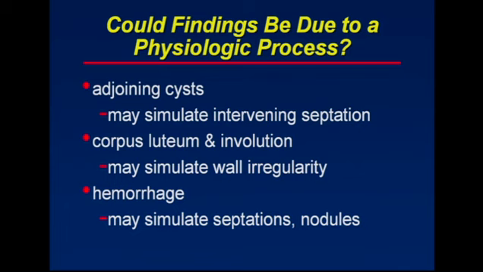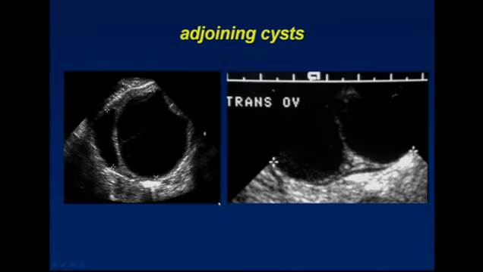Well, one of them is if you see two simple cysts next to each other. So adjoining cysts can simulate an intervening septation. The corpus luteum, which is sometimes cystic and sometimes involuting, can have wall irregularity or even look like a small solid mass. And finally, hemorrhage can have a confusing appearance that can simulate septations and nodules. These are 3 physiologic events that can cause us to worry about a cyst.